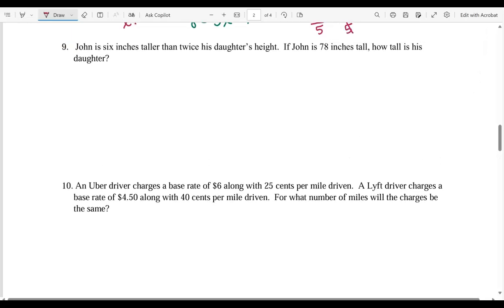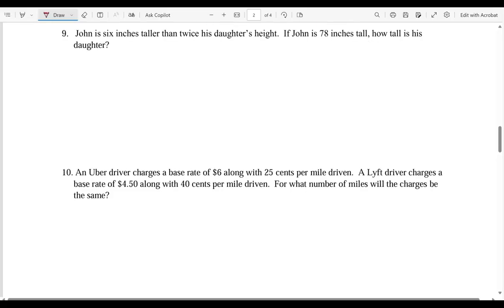2 more to go for this video. John is 6 inches taller than twice his daughter's height. If John is 78 inches tall, how tall is his daughter? So just like we've done before, the first thing we want to do is take this sentence and translate it down into the equation.